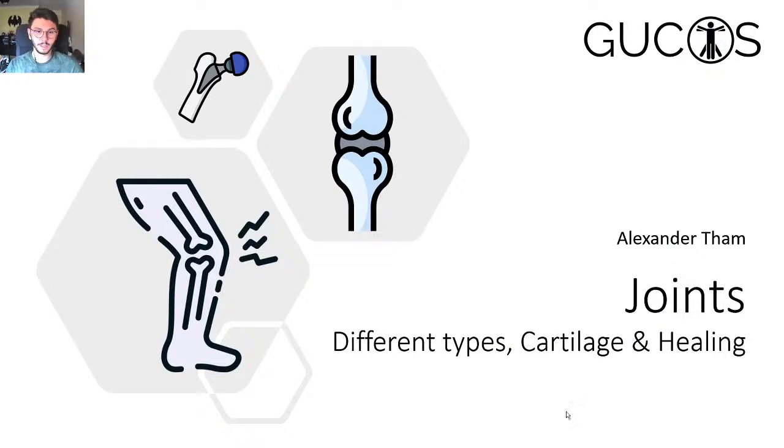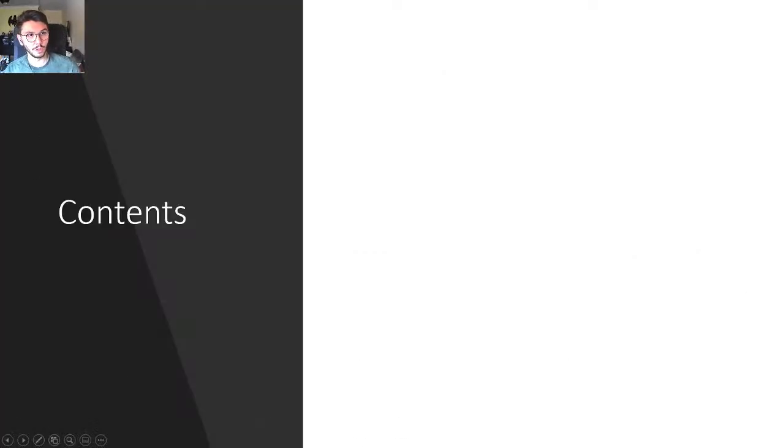So this week we're going to be going through joints, and we'll talk about the different types of joints, cartilage, and the healing of cartilage specifically. So if we start with the contents, what we'll be looking at today is a summary of joint development, so how we get to joints.